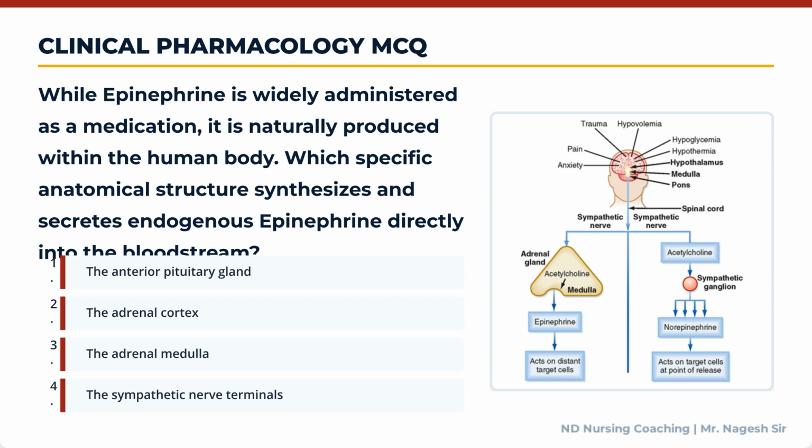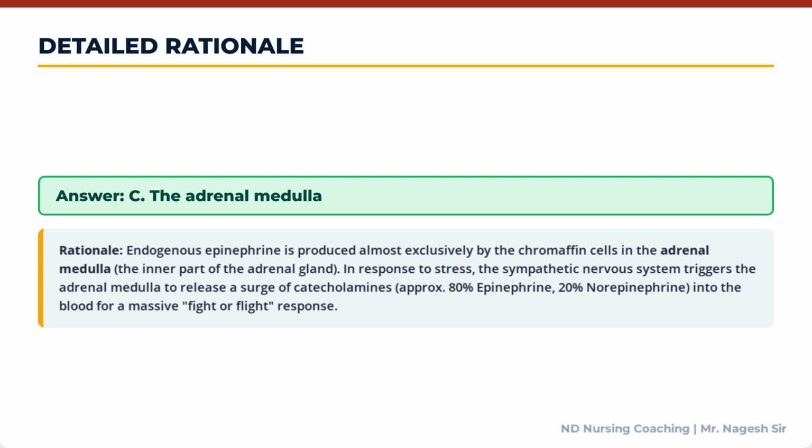Epinephrine is naturally produced within the human body. Which specific anatomical structure synthesizes and secretes endogenous epinephrine directly into the bloodstream? The correct answer is C, the adrenal medulla. This part of the adrenal gland is primarily responsible for synthesizing and secreting epinephrine and norepinephrine.